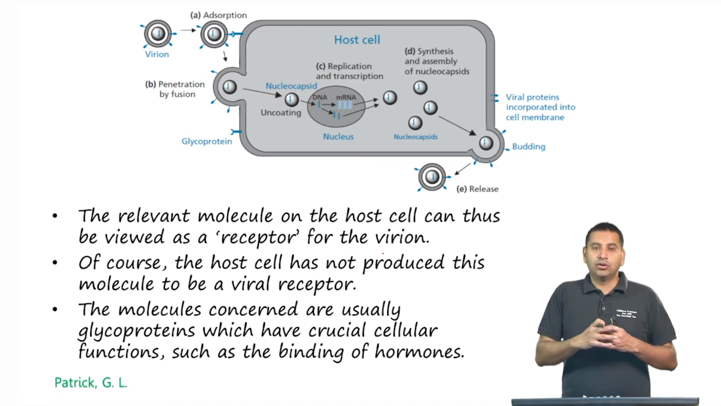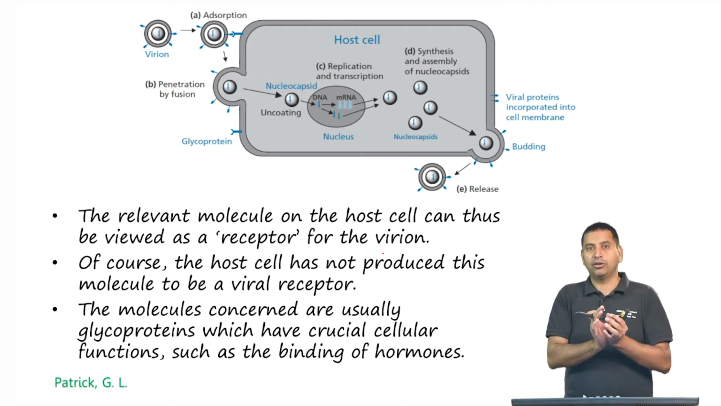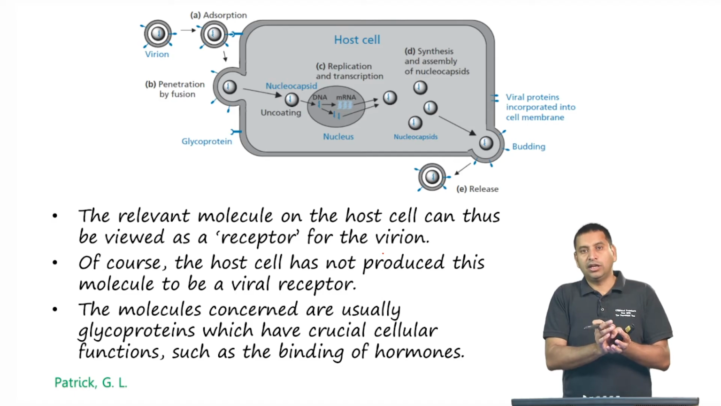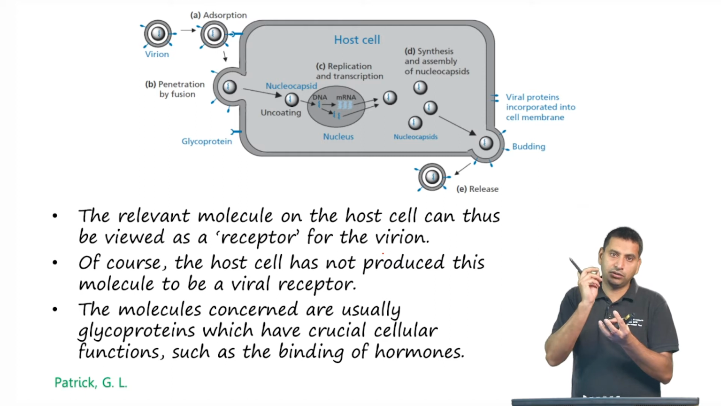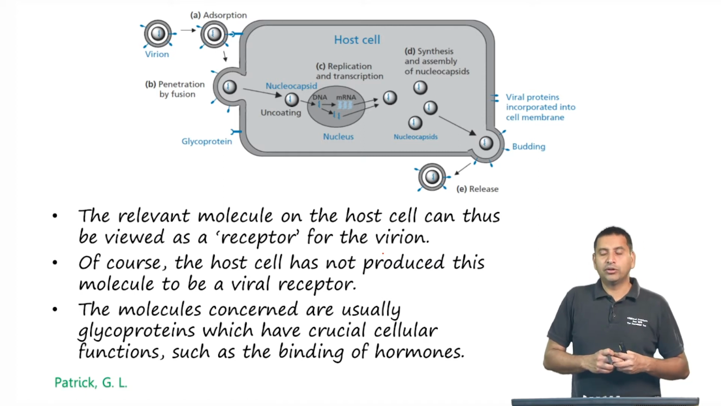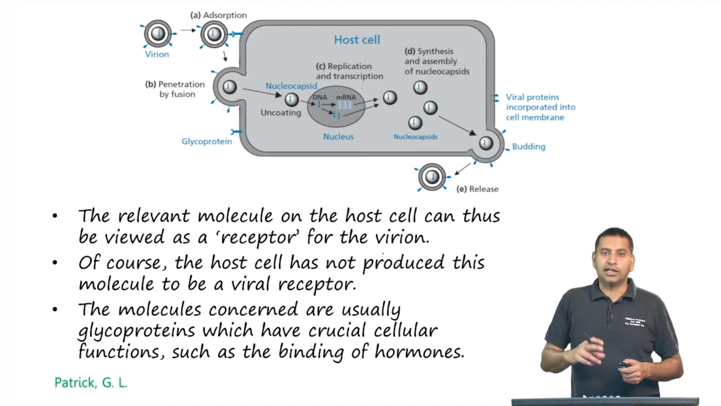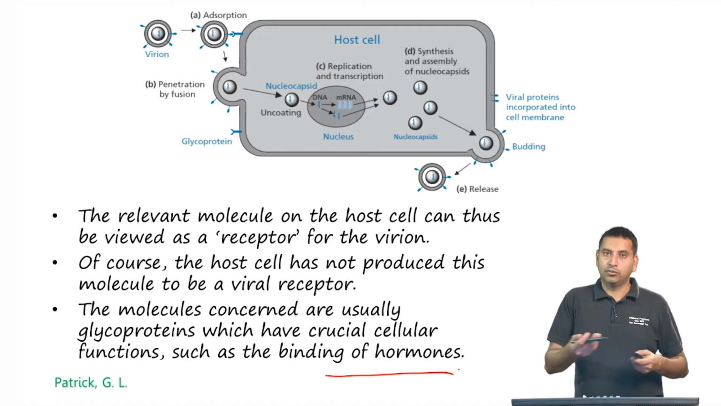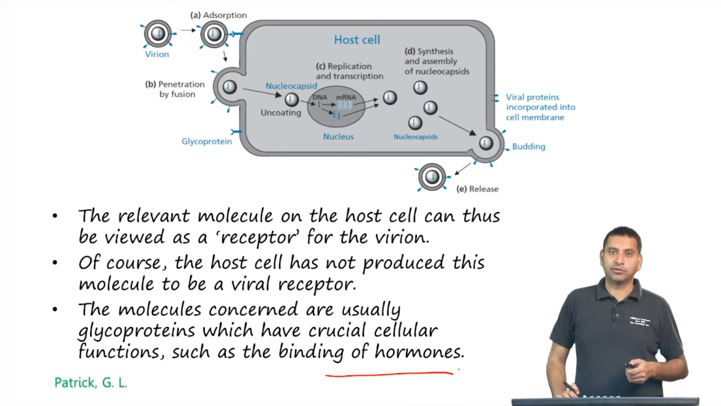This host cell protein or carbohydrate can be called a receptor for the virion. The host cell has not produced this molecule to be a viral receptor, of course, but it can serve as a way in which the virus is going to interact with the host cell and start getting adsorbed. And these molecules, which we already know are called glycoproteins, have crucial cellular functions such as binding of hormones. So, this is a place where some of the hormones interact with the cell surface and help with signal transmission.